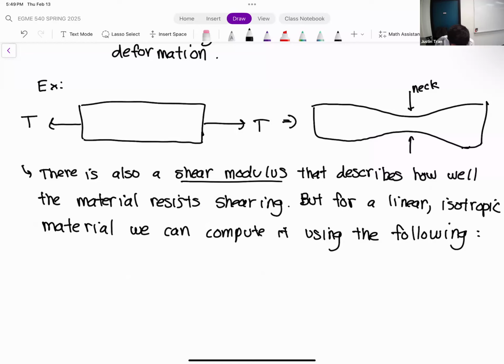So the formula for shear modulus, the symbol for shear modulus is a capital G. Shear modulus is equal to E divided by 2 times 1 plus Poisson's ratio.